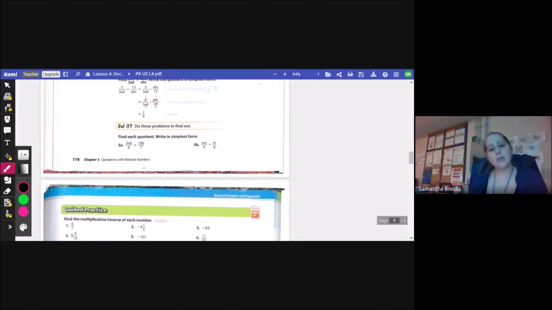All right, so let's try it. I have 5ab over 6 divided by 10b over 7. So I keep my first, so 5ab over 6, change my division sign to multiplication, and I flip my second number, so my reciprocal.